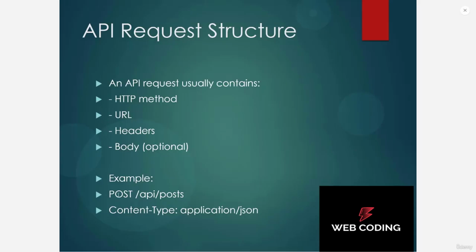An example can be in here, POST, this is the HTTP method, and then we're going to hit /API/post like this. And we can send in here content type application/JSON, something like this. We can send it in the headers tab inside Postman, and this will allow us to let Postman know that we're expecting a data type of JSON to be returned. All right, this is basically what we have in here.